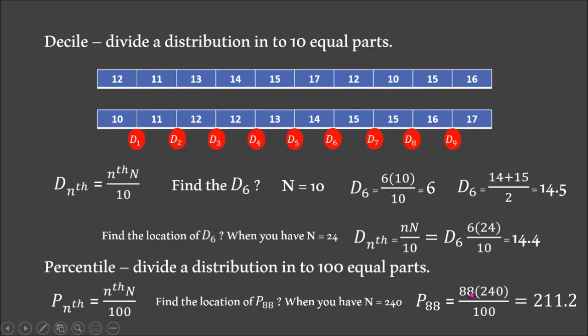Your term is 88, so 88 times your n, which is 240, divided by 100. Your 211.2 here is not the value, but the location of your value in your sample data. The value itself, we don't know that. We are just tasked to find the location of the 88th term of the percentile.